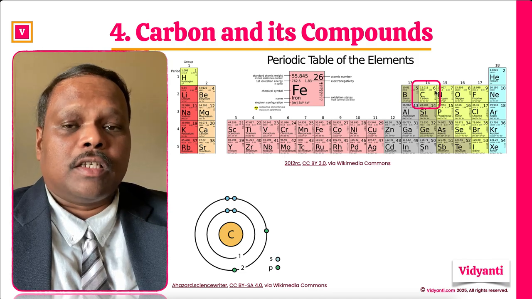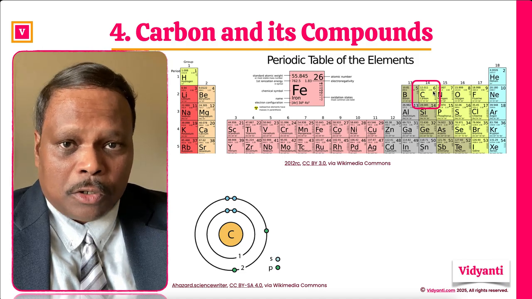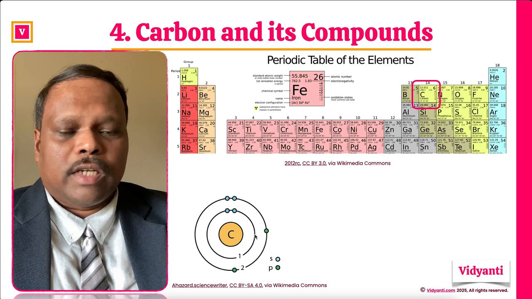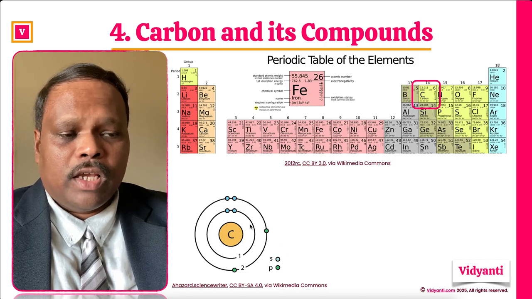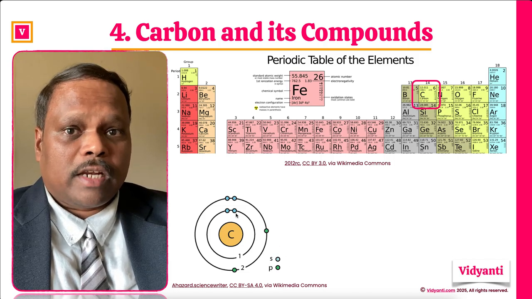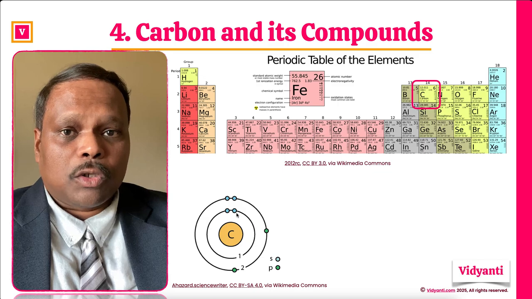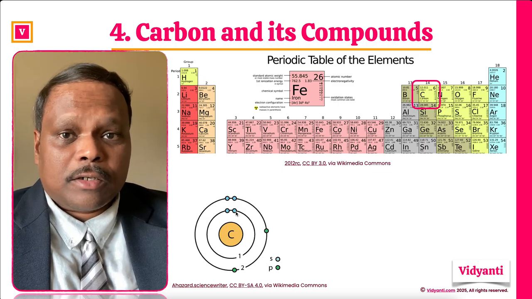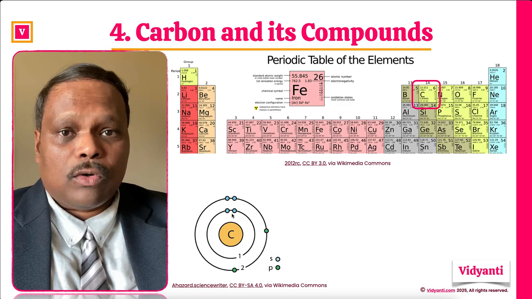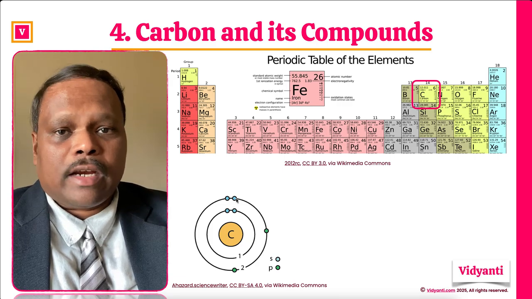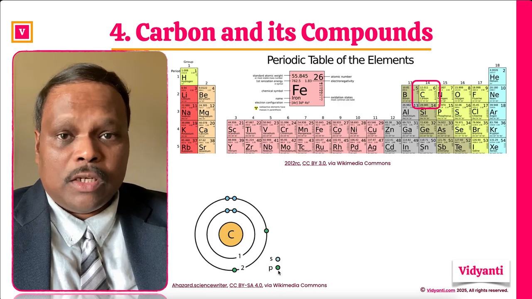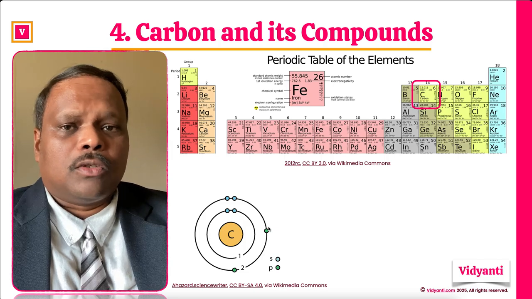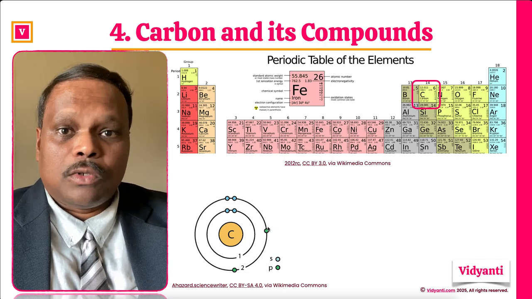That means it has 6 protons and 6 electrons. So in the first shell, which is the S shell by the way, it will have 2 electrons because it can carry a maximum of 2 electrons only, and the remaining 4 electrons, remember altogether there are 6 electrons, go to the second shell, the P shell, which will have 4 electrons. So the electron configuration of carbon is 2, 4.